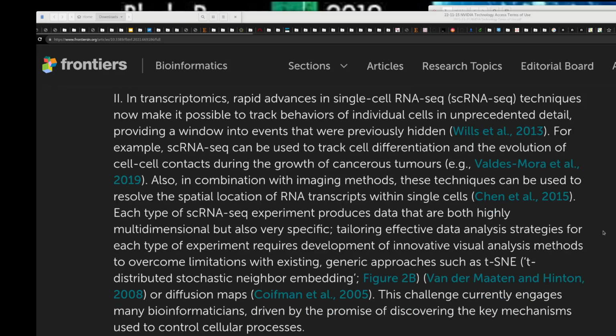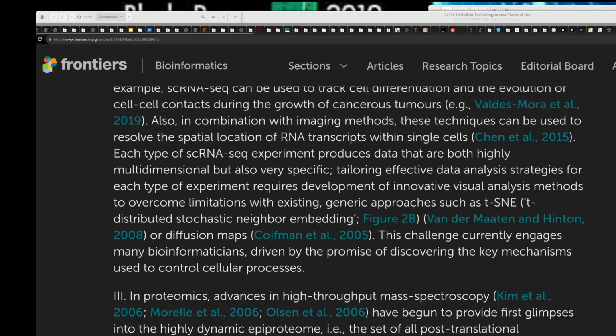2. In transcriptomics, rapid advances in single-cell RNA-seq techniques now make it possible to track behaviors of individual cells in unprecedented detail, providing a window into events that were previously hidden, Wills et al., 2013. For example, scRNA-seq can be used to track cell differentiation and the evolution of cell-cell contacts during the growth of cancerous tumors, for example, Valdez-Moore et al., 2019. Also, in combination with imaging methods, these techniques can be used to resolve the spatial location of RNA transcripts within single cells, Chen et al., 2015.